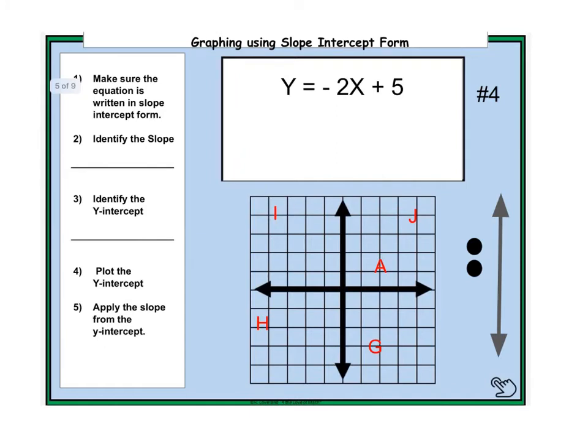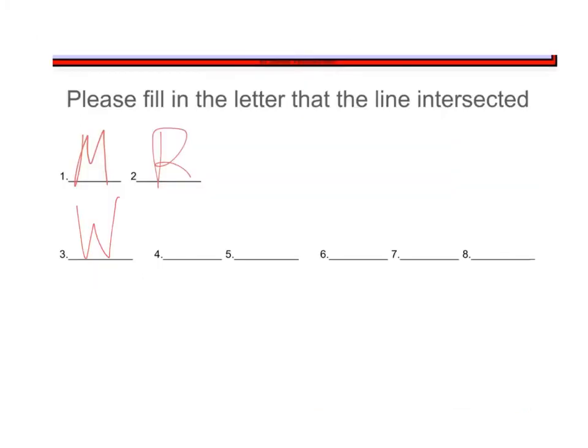Alright, number 4, our slope is the coefficient of x, whatever comes before there. So we take -2, and we want to have that as a fraction, so that'll be -2 over 1. Our y-intercept is +5. We start at the y-intercept, so +5, and we put a dot. Now we're going to apply this slope from that dot. Down 2, right 1. Down 2, right 1. Number 4 goes through the letter A. 4 is A.